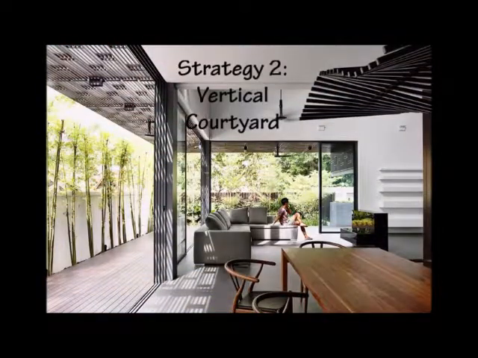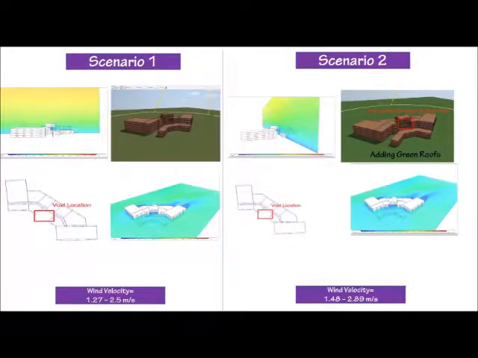Strategy number 2 was about the creation of vertical courtyards in the building facade. 2 different scenarios were examined in the second strategy. A void was created in the building facade to create a pull force. A green roof was added in scenario number 2.